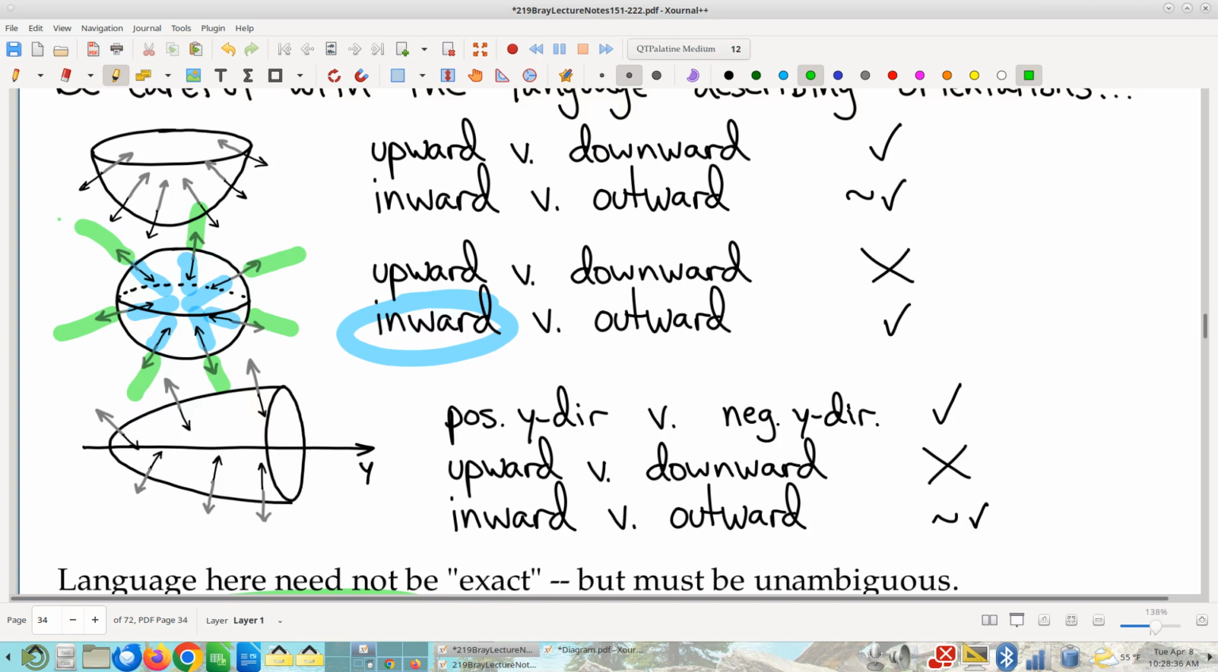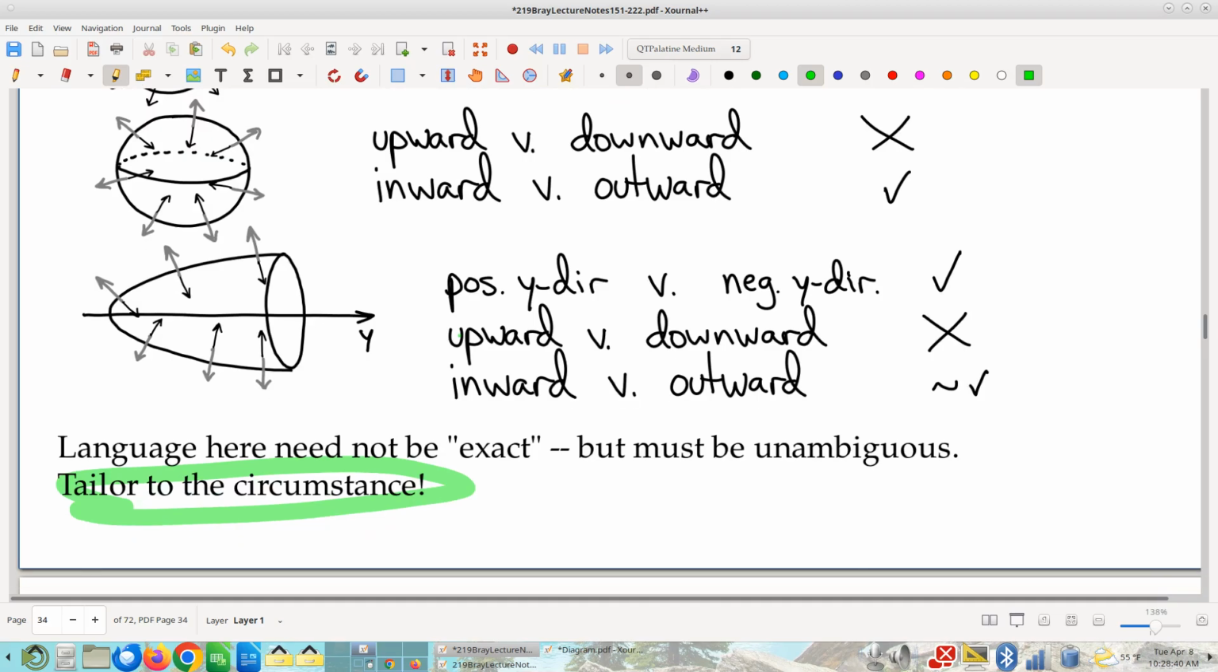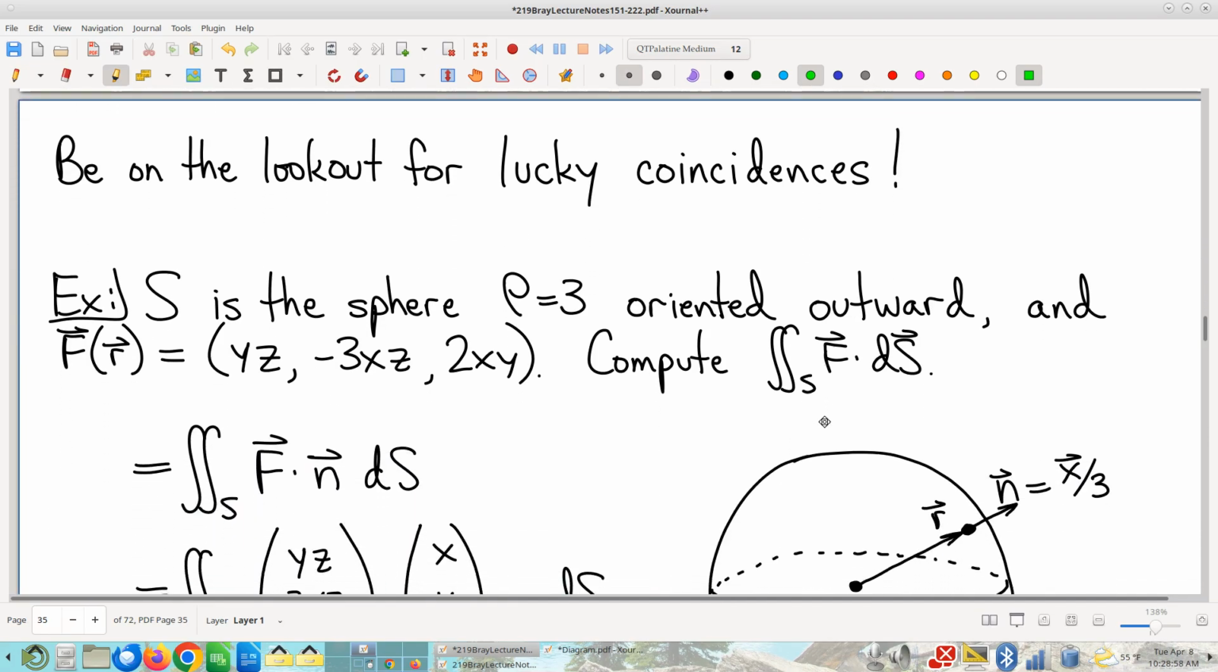So you've got to always tailor your language to the circumstance. Tailor it with this point in mind: your goal is to remove ambiguities, and you've got to think appropriately geometrically while you're doing it. Okay, so heads up on that. Okay, another example to look at is at the bottom. Y'all can look at that on your own time.